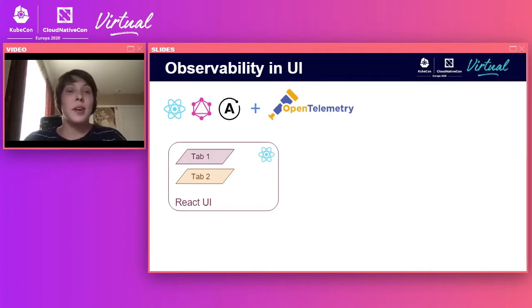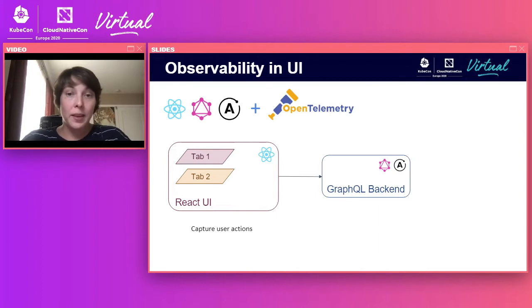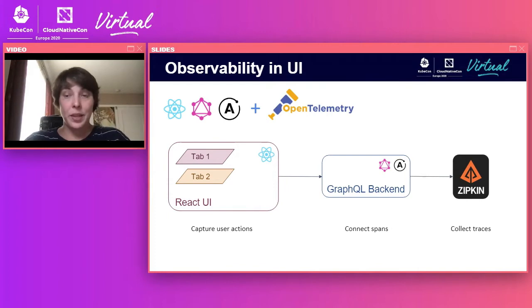In our application, we'll have a UI with some actions. Something would happen in the UI. And we will capture these actions using the browser. Then we will send these actions to the GraphQL backend, where we will basically look at the spans and record this information, and we send it after that to the Zipkin collector. And we'll collect traces in Zipkin.